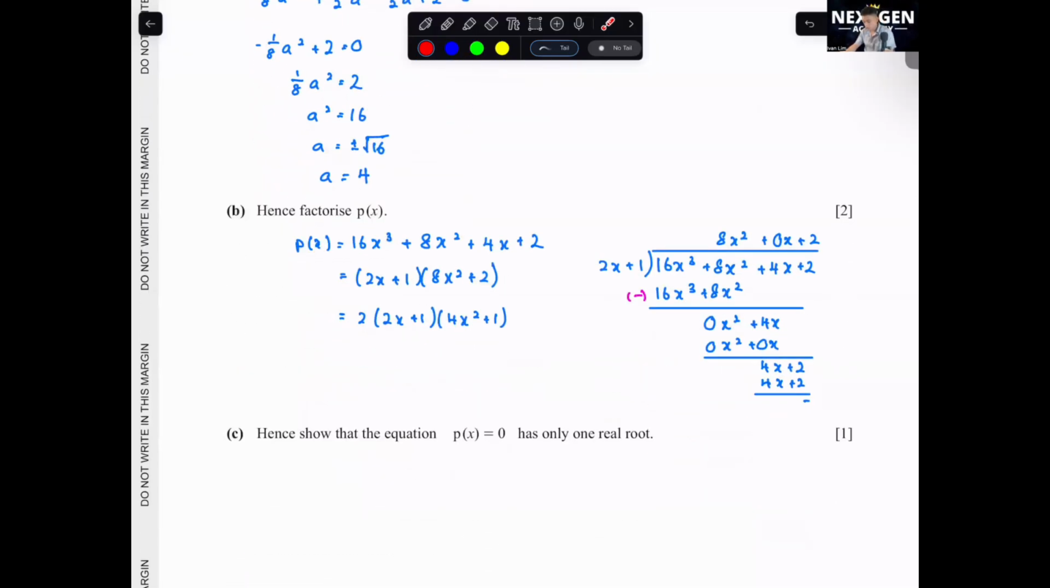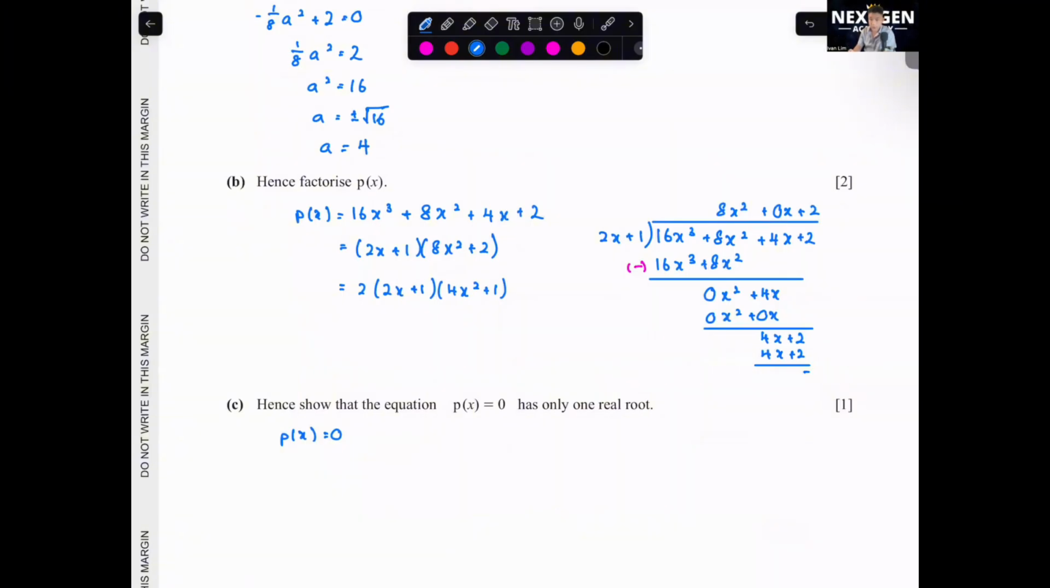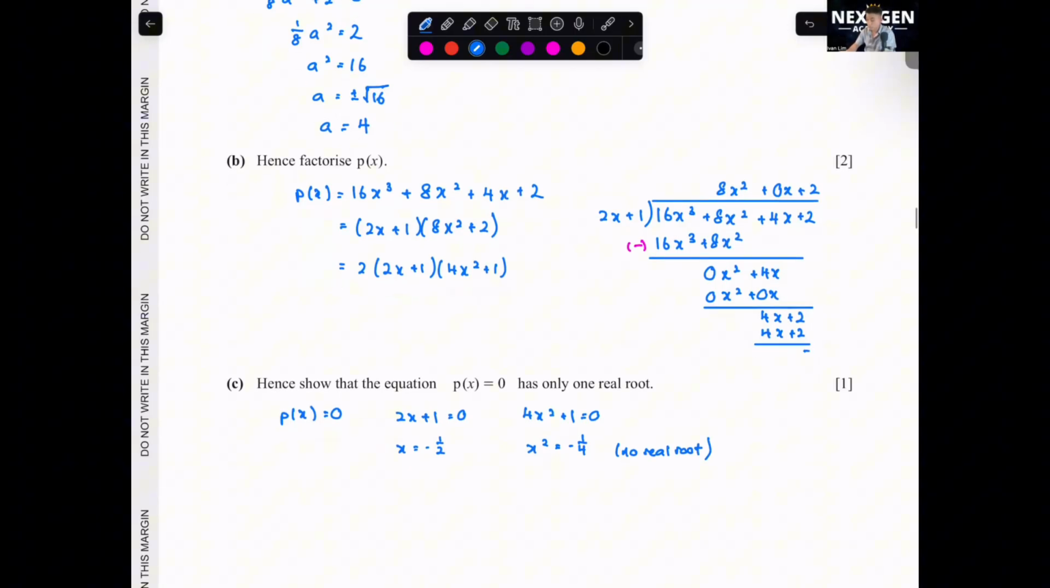Then they say, hence show that the equation p(x) equals 0 only has one root. So if p(x) equals 0, how do we solve for the root? We take each bracket equals 0. There are two ways to prove this. You can do 2x plus 1 equals 0, x equals negative 1 over 2. 4x squared plus 1 equals 0, x squared equals negative 1 over 4. You can write no real root or no solution. Then we can say, therefore, one solution.